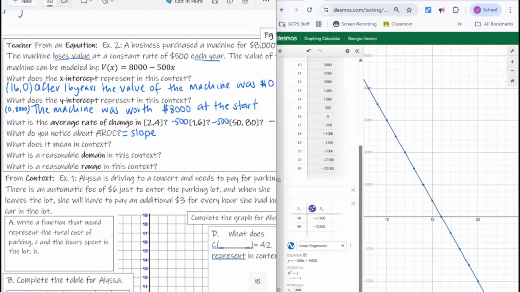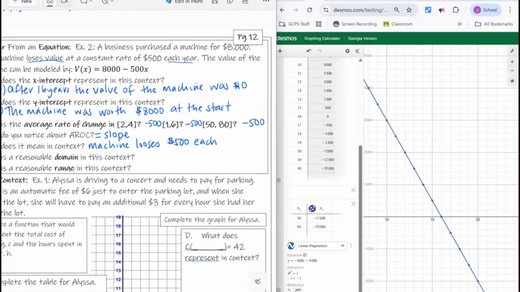Okay, what does that mean in context? So it means that the machine loses 500, right, every single year, so per year. So it's going down by 500 every year. So as this is going down, this is going up. So what does it mean in context? My machine loses $500 each year. And yes, you're supposed to be copying this down as well as doing your question. So now I've finished my average rate of change.